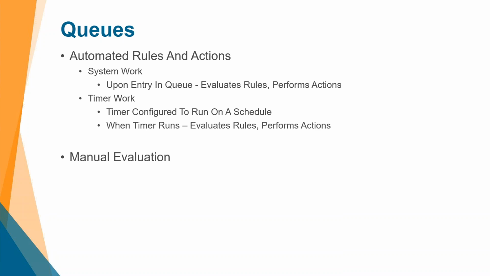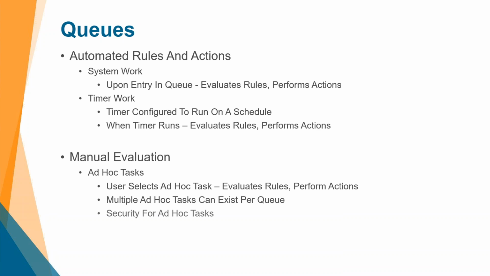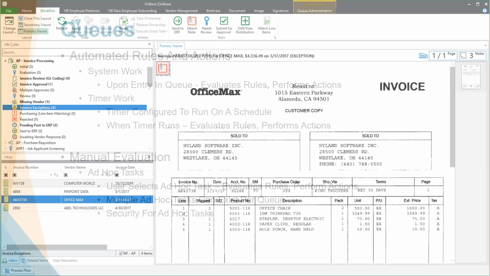Given there can be a manual evaluation also, we really term those ad hoc tasks. The user, when they're viewing that object inside of workflow, is given the option to select an ad hoc task, which again, behind that button click, we can have rules and actions configured to perform whatever the appropriate task might be. There can be multiple ad hoc tasks presented to a user per queue, and each of those ad hoc tasks has security configured behind it, so I might only have specific ad hoc tasks that I can actually perform. Maybe my manager can perform more. So again, keep that in mind.